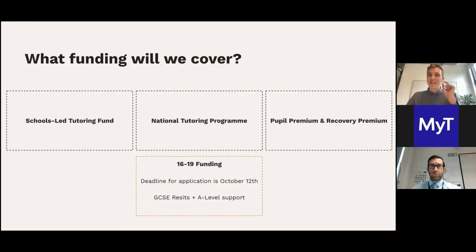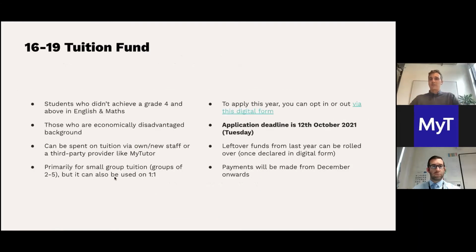I'll just do a really quick shout out for 16 to 19 funding, just in case you do Key Stage 5 and you haven't spotted this. I think it went last year as well. But essentially, this covers primarily GCSE resits, but also some A-level stuff for economically disadvantaged students. You can spend it on your own staff to give extra support, or on things like a tuition provider like MyTutor. Typically can be used for small group or one-to-one. But I just wanted to flag it up.